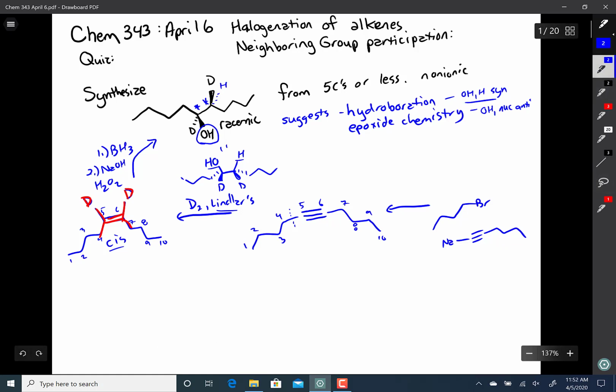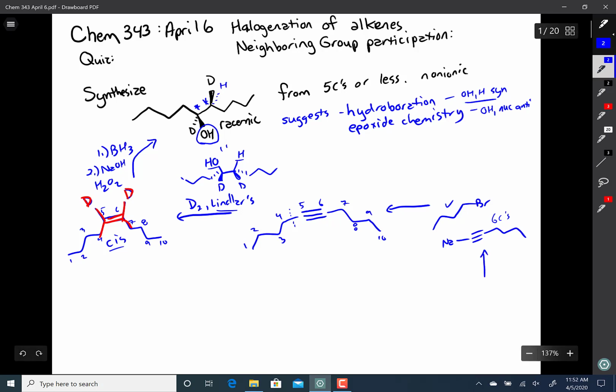And so this has 1, 2, 3, 4 carbons. And it's non-ionic, so we don't have to make it. This has 1, 2, 3, 4, 5, 6 carbons. So we do need to make that.